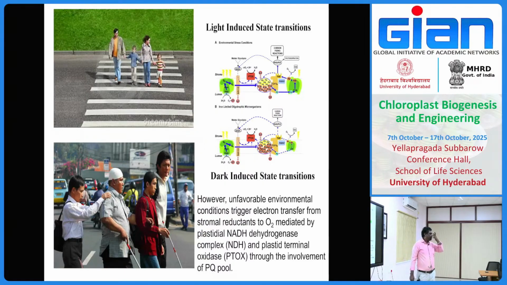I mean, there are bright people who can see the light, but the meaning of the story here is that even if there is stress, plants can survive. In the regular condition, that's called state transition. In the dark or in fluctuating conditions or highlight stress, plants can also survive because of some mechanism that is also called state transition. That is called dark induced state transition.